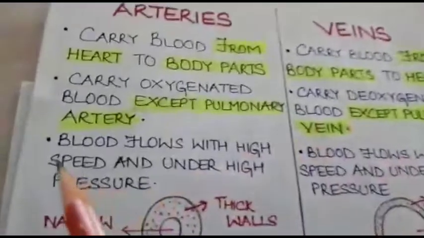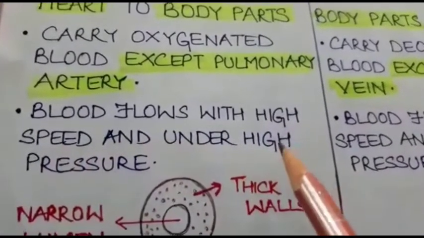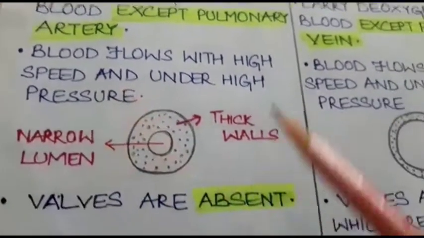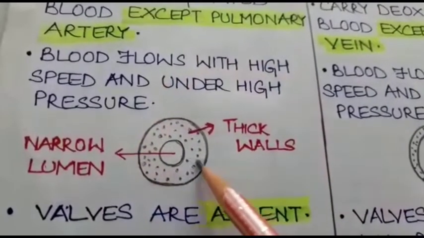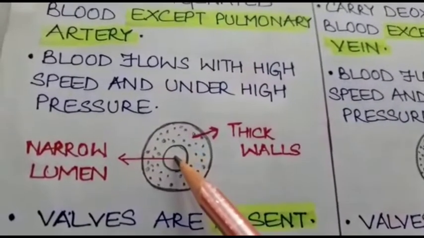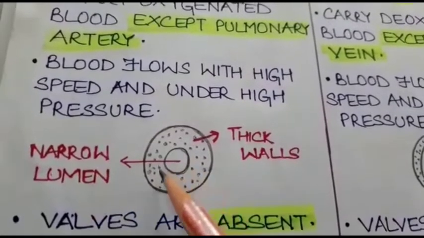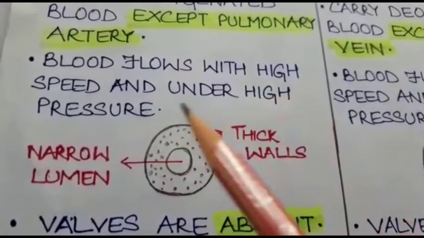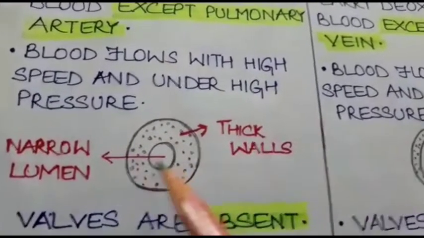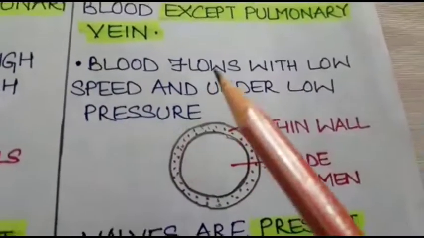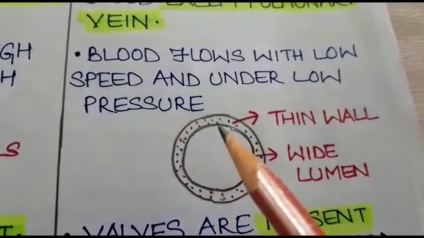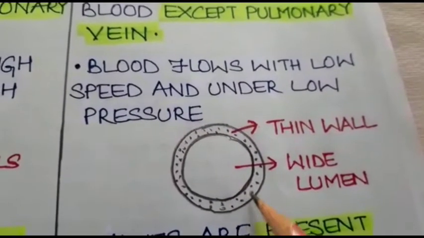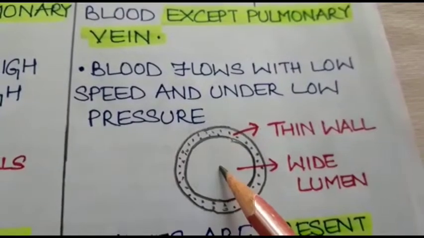The third feature of arteries is the blood flows with high speed and under high pressure in the arteries. And the reason for this is arteries have very thick walls and their internal hollow space, that is called the lumen, is very narrow. Because of this feature, the blood always flows with high speed and under high pressure in the arteries. Whereas in the veins, the blood flows with low speed and low pressure, and the reason for that is the veins have very thin walls and a wide lumen.